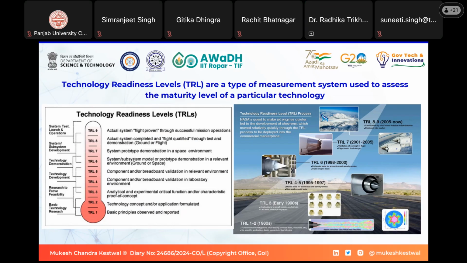So why are these TRL levels very important? You have to understand what the characteristics of each level are, and accordingly you have to modulate or upgrade yourself in each level. And when you are at the top TRL level, then only industry will come. It will pick your product. It will start selling that product.